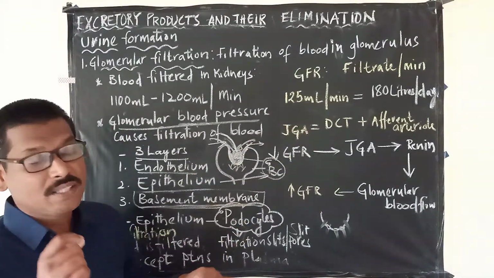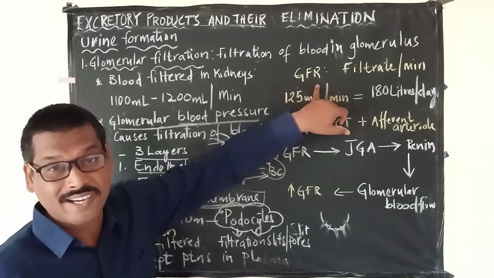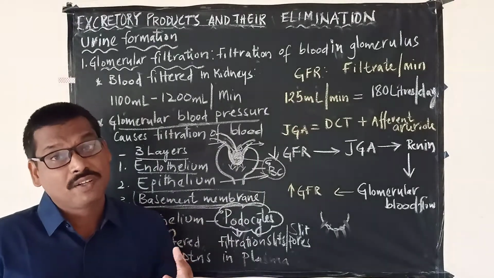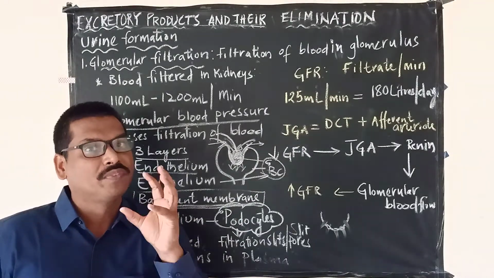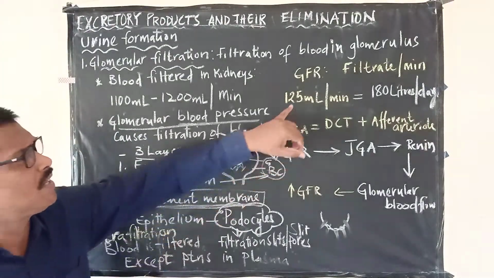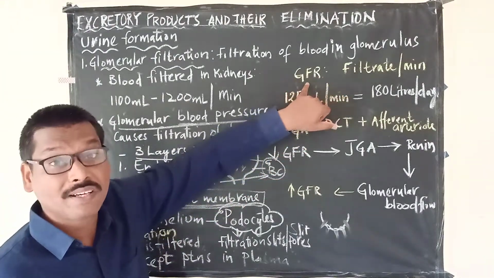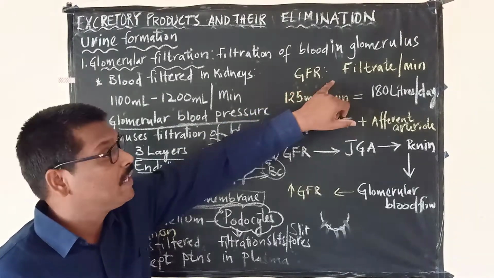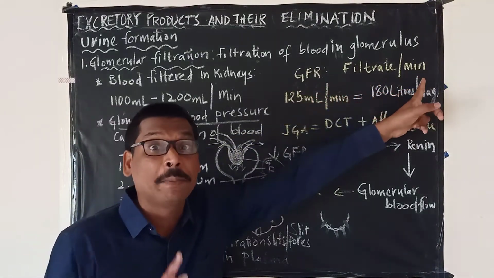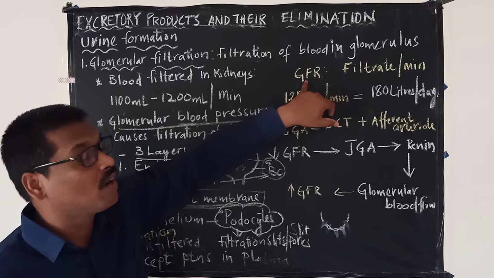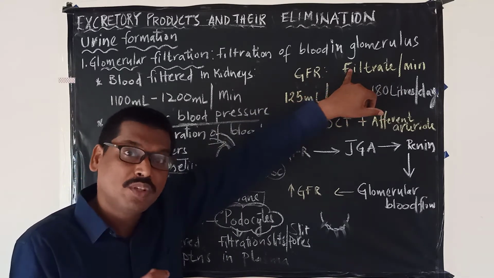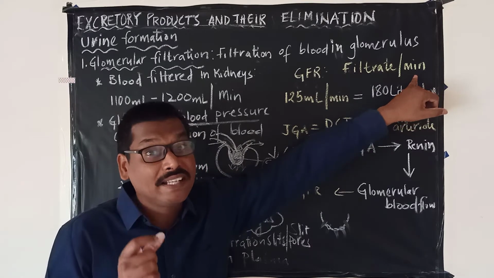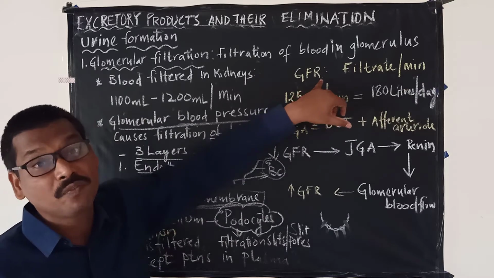It is represented as the glomerular filtration rate. Glomerular filtration rate means how much of this filtrate is formed per minute. This is very interesting and important also. So what is glomerular filtration rate? Please remember this: it is the amount of filtrate that is formed per minute. The amount of filtrate formed per minute is called the glomerular filtration rate.